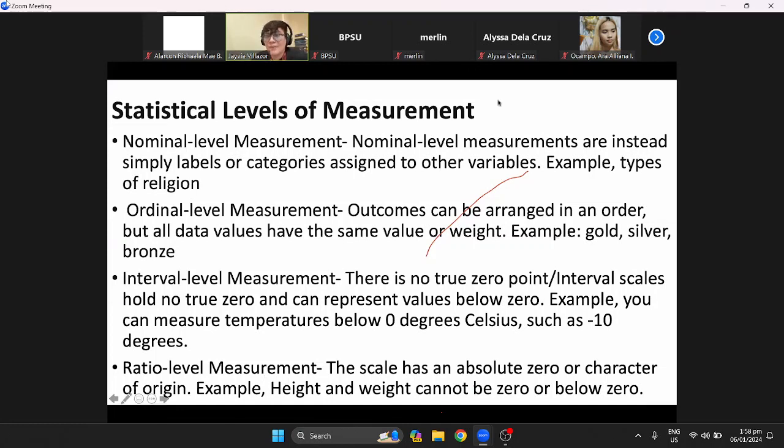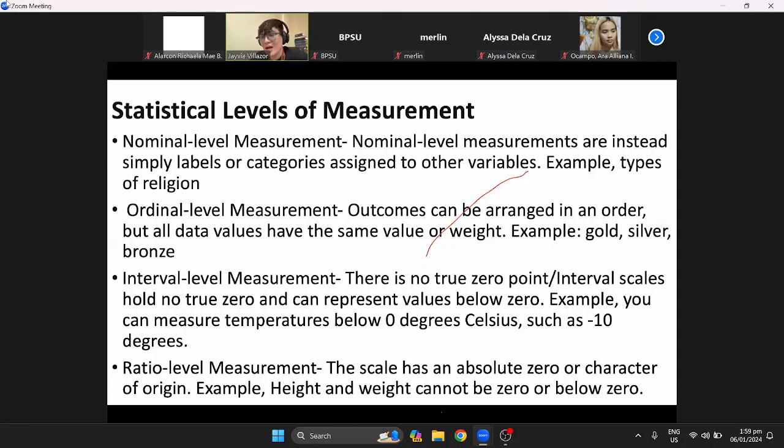Number one is nominal. Pag sinabi nating nominal, ano siya? Okay, measurements are simply labels or categories assigned to variables. So ibig sabihin, pag sinabi nating nominal, categorical sila. Or you're just simply putting labels or names or nomenclature assigned to a particular variable. Okay? Let's say, for example, types of religion. Ano-ano ba yung mga types of religion? Catholic, Protestant, Iglesia ni Cristo, Mormons, then so on and so forth. So pag ganun ang variable niya sa research, then ano yon?